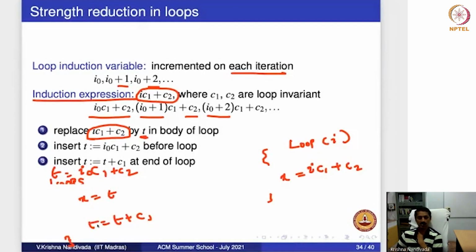What did I do? One point to note, if you look at the value of x, initially it is this, next it is this, next it is this. What's the difference between two consecutive updates to x? It is C1. It increases by C1. So what did I do? I said T equal to this, x equal to T, and T equal to T plus C1.